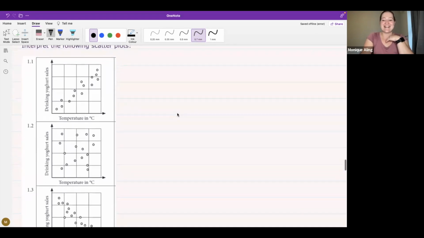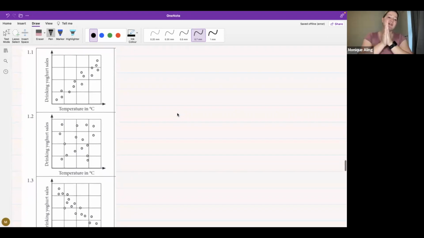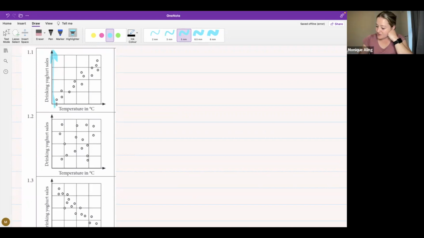So interpret the following scatter plots. The first one, 1.1, we can see we have drinking yogurt on the side. And as the amount of drinking yogurt sales increase, the temperature is also increasing. What kind of correlation do you see happening here?